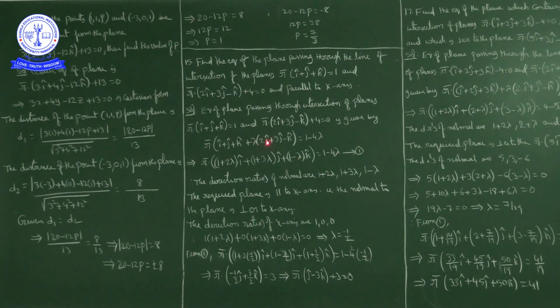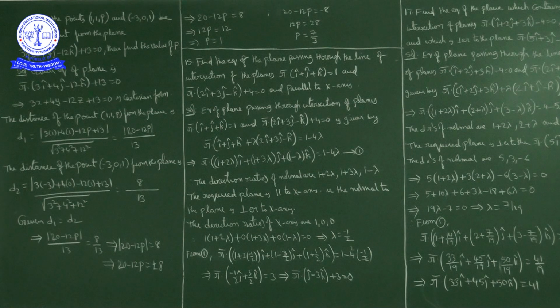So I cap plus 2 lambda I cap, what we can write, 1 plus 2 lambda I cap plus j cap plus 3 lambda j cap, that we can write as 1 plus 3 lambda j cap plus k cap minus lambda k cap, what we can write, 1 minus lambda k cap is equal to 1 minus 4 lambda.